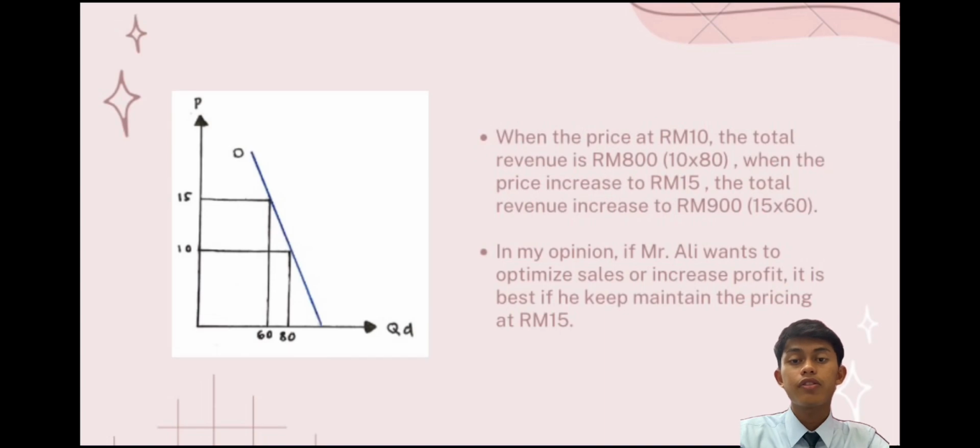As you can see from the demand curve, when the price is 10 ringgit, the total revenue is 800, which is we have to multiply 10 and 80. When the price increases to 15, the total revenue increases to 900, which is we have to multiply 15 and 60.